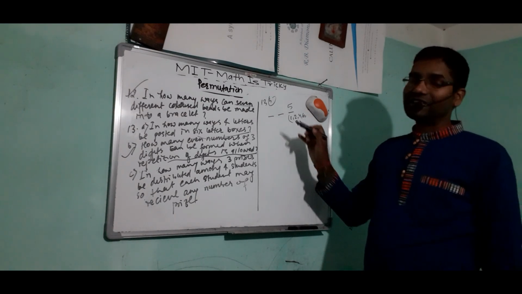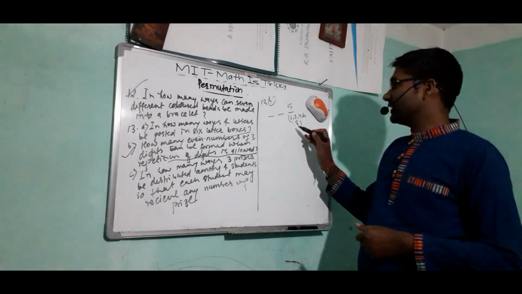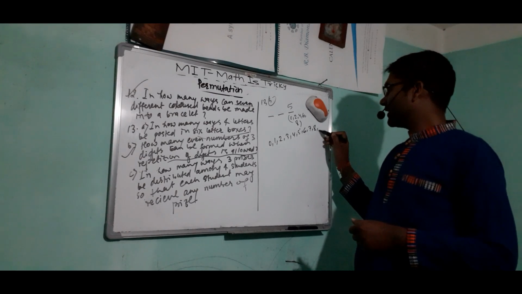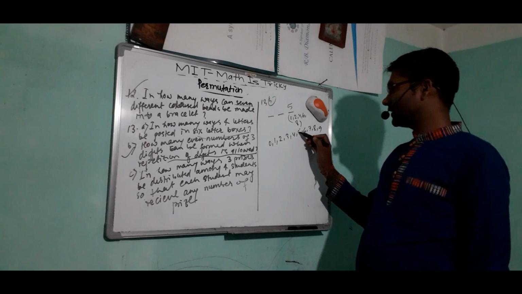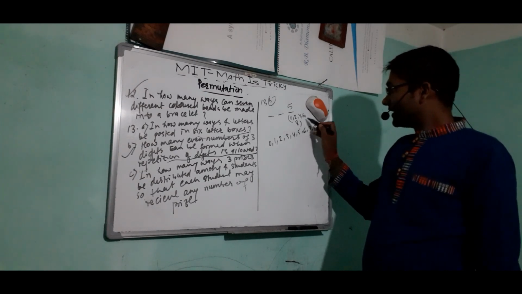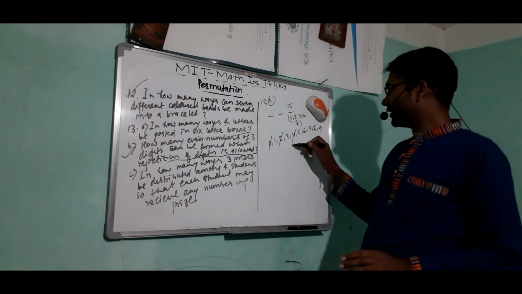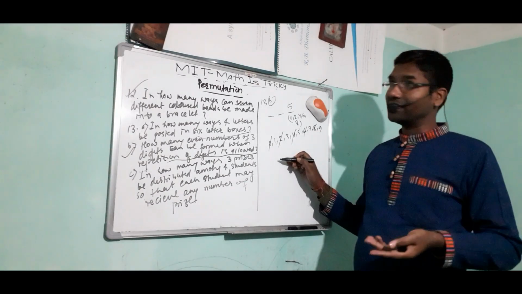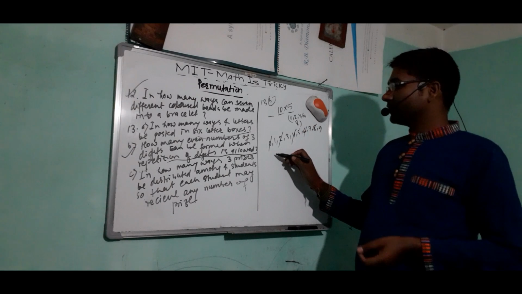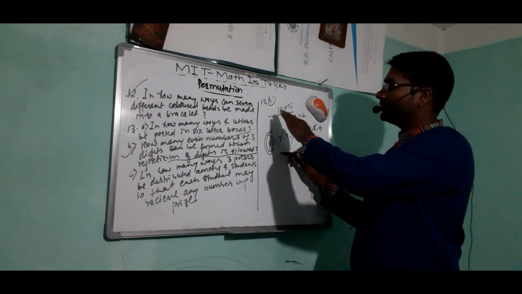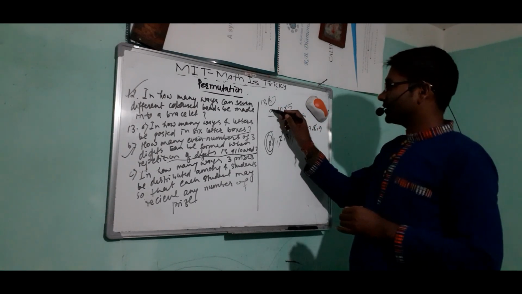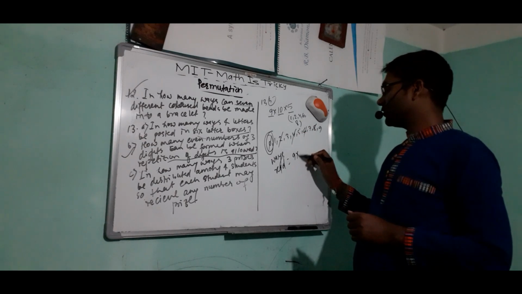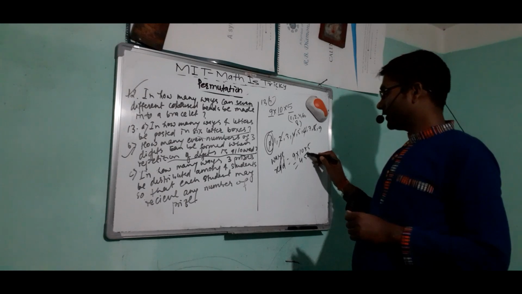Now the tens place can be occupied by any one of the 10 digits, 0 to 9, because we can repeat the digit. So the choices are 10 here. Now to get a 3-digit number, we can't put 0 in the hundreds place, so we have only 9 choices. So the required ways will be 9 into 10 into 5. So 450 will be the answer.